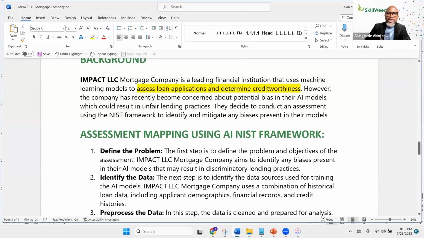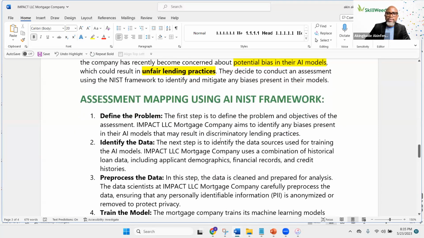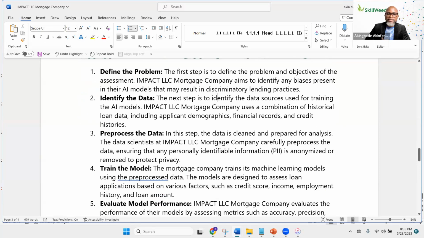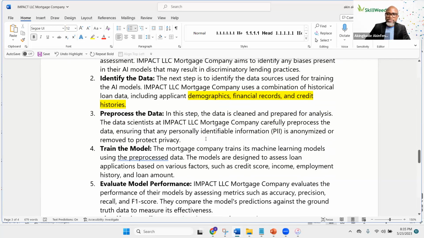However, the company has recently become concerned about potential bias in their AI models, which could result in unfair lending practices. That's a big deal, right? They decide to conduct an assessment using the NIST framework. All right, look at what happened. They define the problem. Identify the data. So the data they identify, of course, demographic data, financial record, history, pre-processing the data, which is the planning.